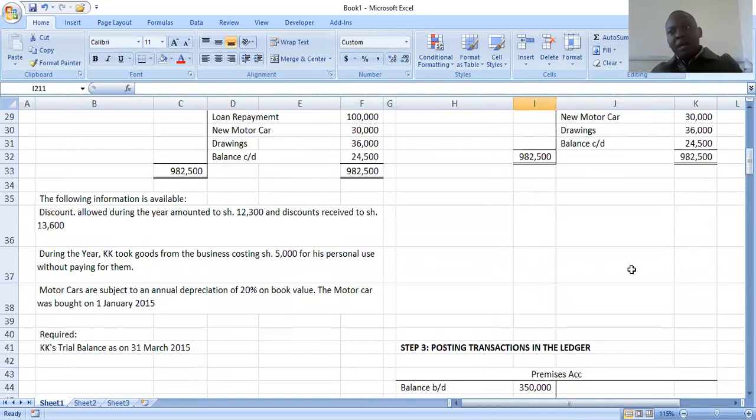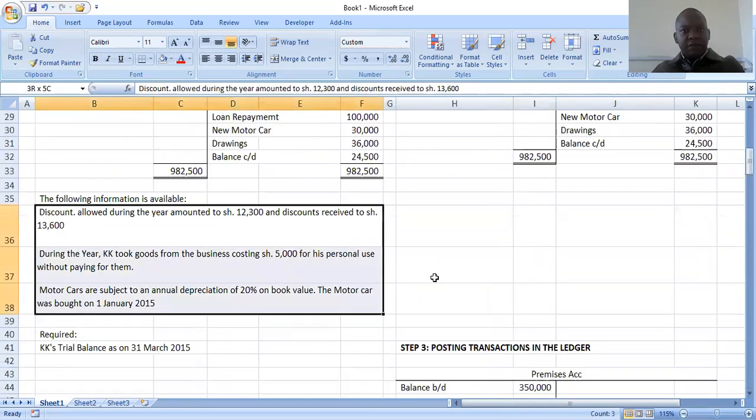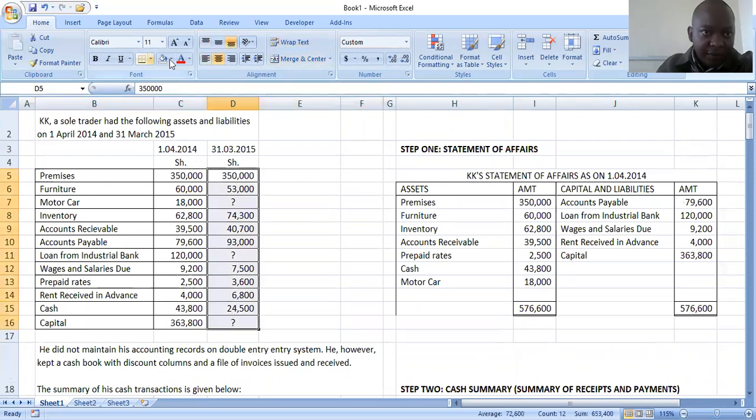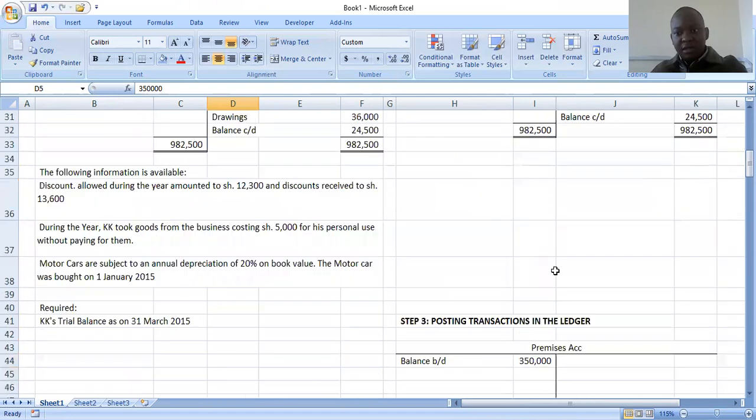So next is to balance off these accounts. As I balance off these accounts, I have to take into consideration back into our equation, we have these balances at the end of the year. So let me highlight them. These balances are the ones that should be in these accounts at the end of the year. For instance, for premises, the balance brought down is 350,000 shillings.